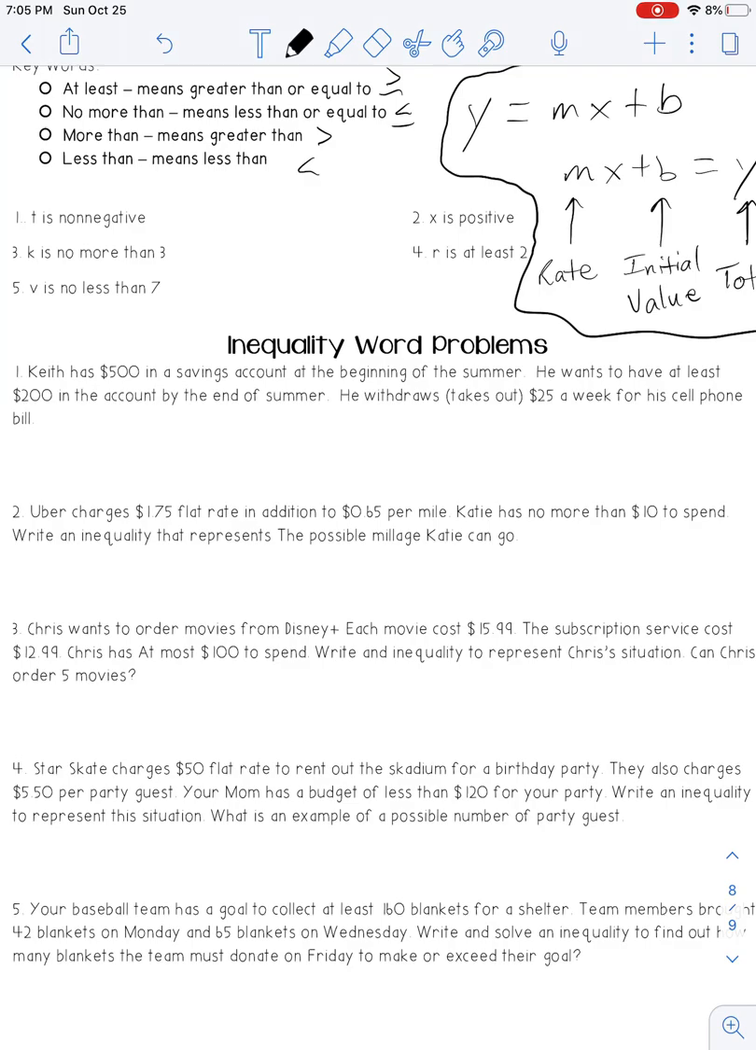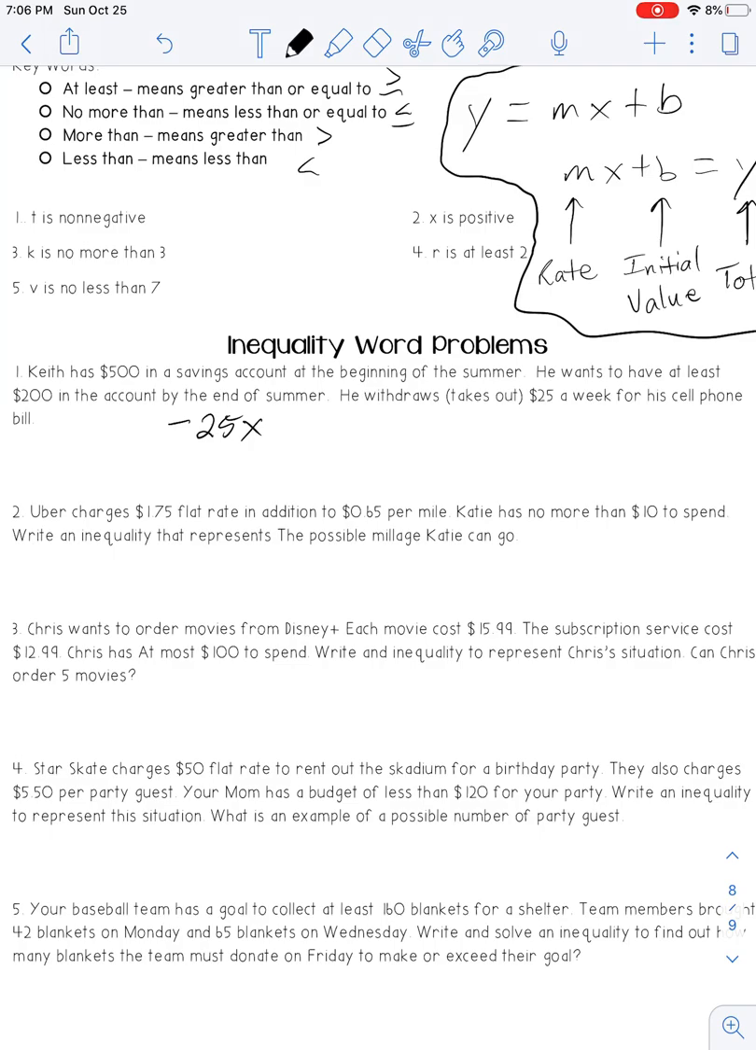He wants to have at least $200 in the account by the end of the summer. He withdraws or takes out $25 a week. Now, the rate is generally the easiest one to spot. So if you look at this, it says he withdraws or takes out $25 a week. So meaning $25, another word could be per week. So that would be our rate, the 25. Now, it says he withdraws, so it's actually going to be negative 25x.